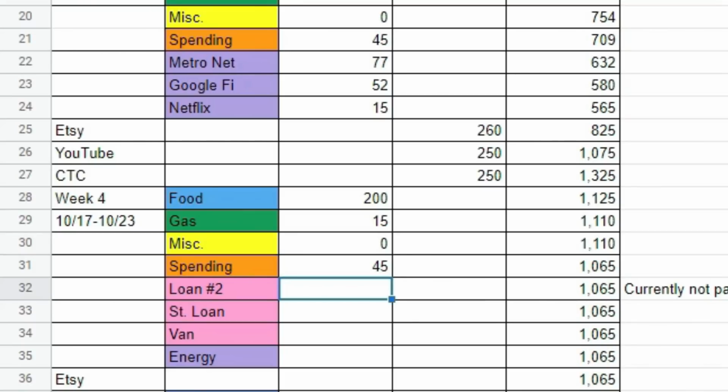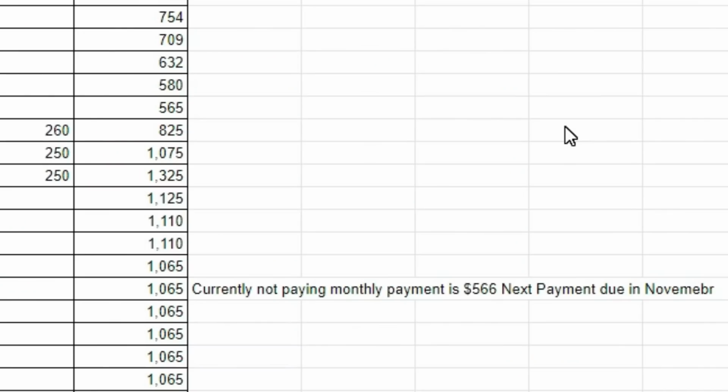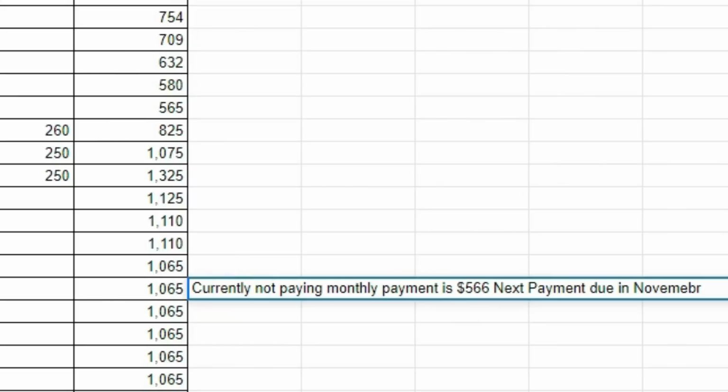Now, loan number 2. It's $566 a month, but we paid ahead. We paid all the way up through November so we wouldn't have to worry about it while we were starting the business and getting everything off the ground. We also have enough in savings to cover the next 6 months, which we'd have to pay in November. I misspelled November, so I was fixing it.